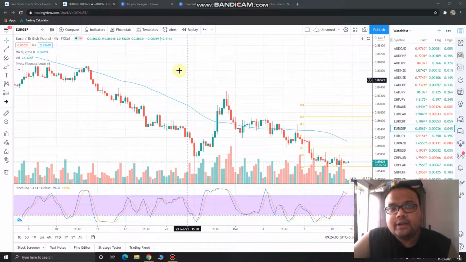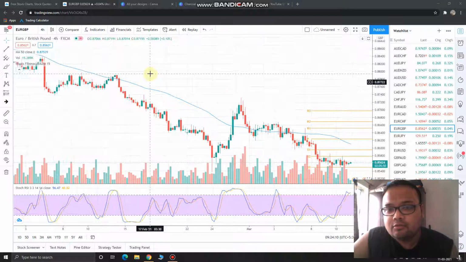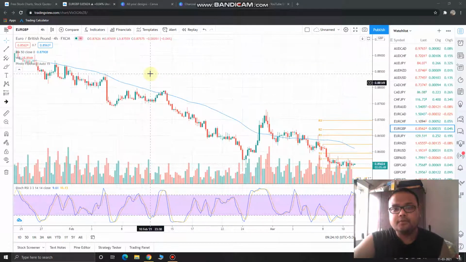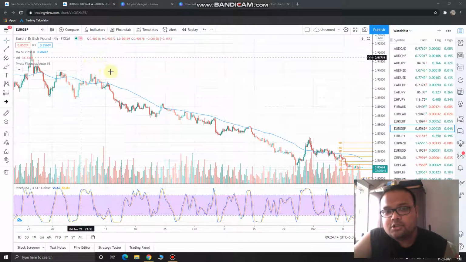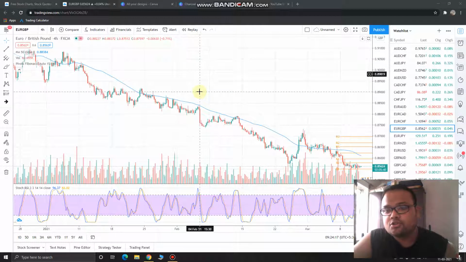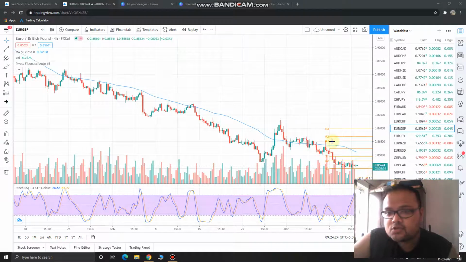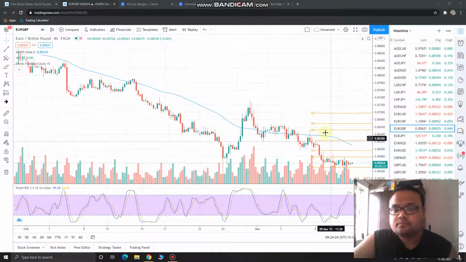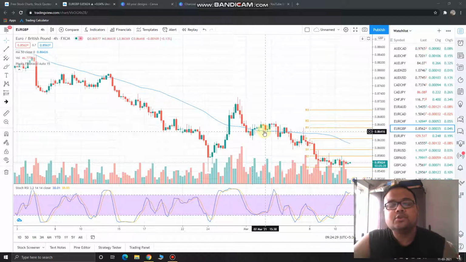So we all know that the trend of Euro GBP is down for quite some time. If I zoom out the chart, you can see that the Euro GBP is in a huge downtrend, and right now trading at 0.8562. So in a downtrend market like this, we should only be looking for selling opportunities.